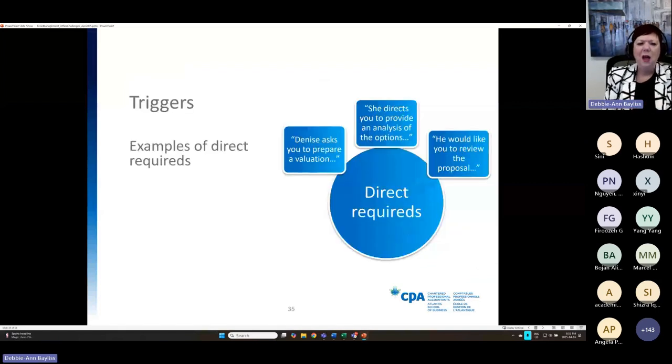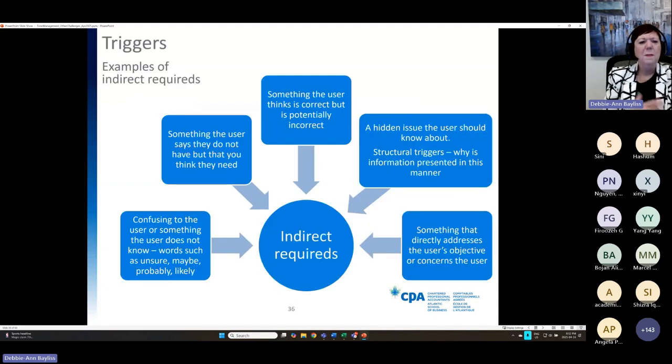So, example of direct required. Those are very straightforward. They ask you to perform something. If you notice, every single one of the required for the tiny code were direct. They specifically asked us to do something. What about the indirect required?